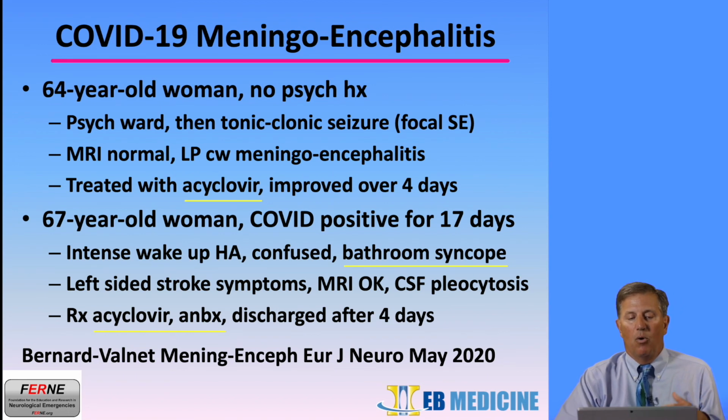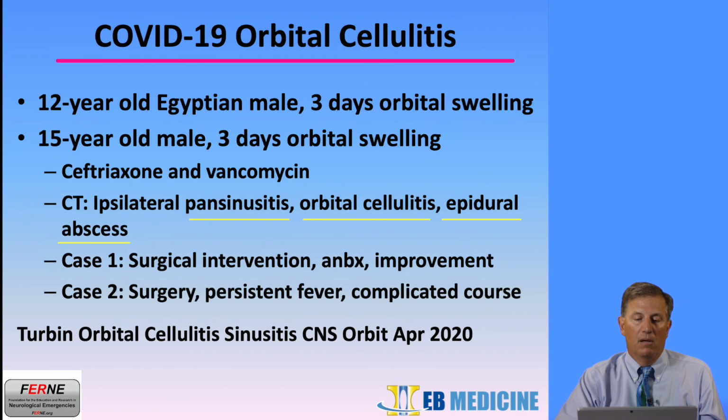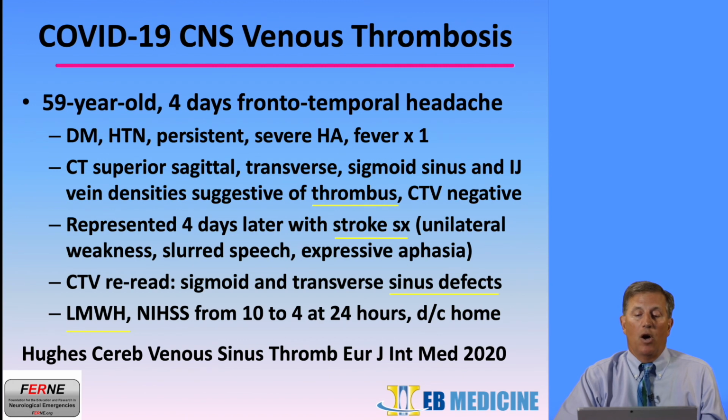These are some case reports of patients who had seizures, syncope, needed to be treated with acyclovir and antibiotics. This is a case of a young man, 9 days of fever, headache, fatigue. You must consider COVID-19 during this pandemic. In this case, he was found unresponsive, emesis, and his hippocampus had suggestion of meningitis. There also in the temporal lobe. Here's a case of 2 children, one 12, one 15, with orbital cellulitis and pansinusitis. Both required surgical intervention.